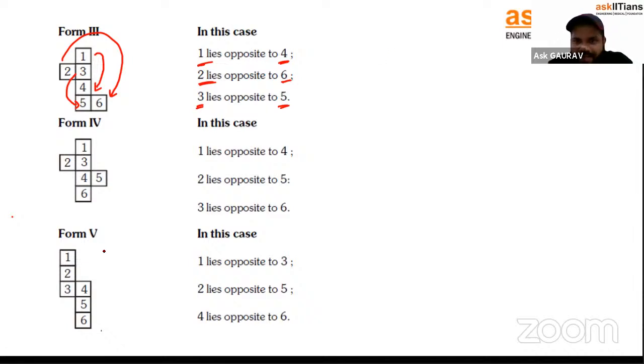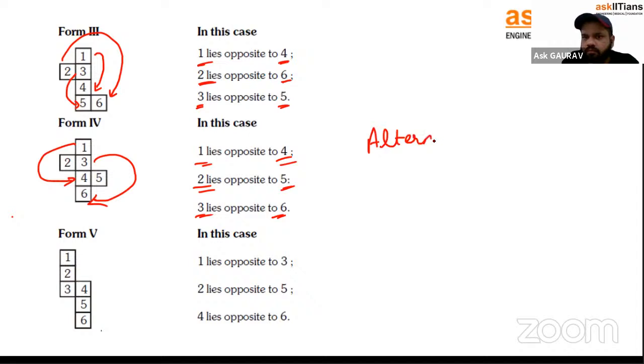Whenever unfolded dice are there, you have to fold it, or you have to find what will be the opposite and what will be adjacent to the folded one. Form 4. It is clear that 1 will be opposite to 4, 3 will be opposite to 6, the rest 2 will be opposite to 5. The alternate ones are the opposite ones. Just give one gap and you will find that 1 will be opposite to 4, 3 and 6, one gap. Okay, tell me for this.